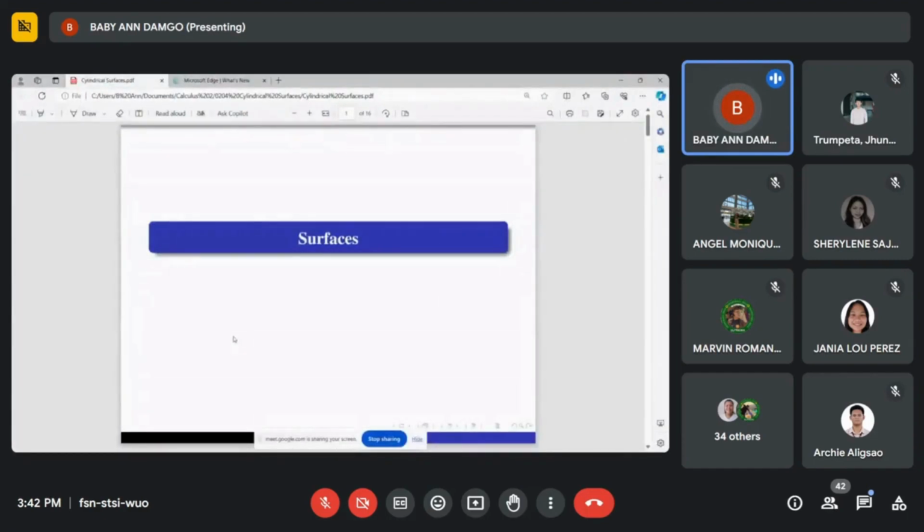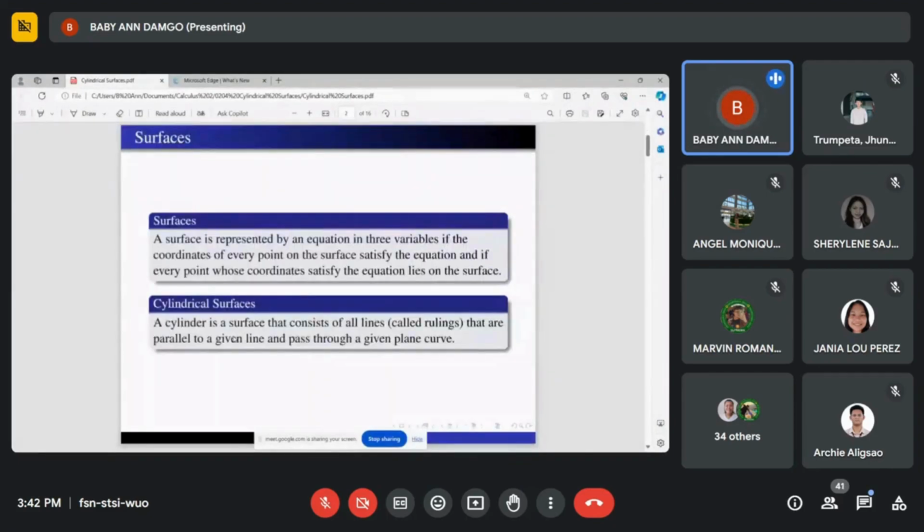Okay, so our topic for today is all about surfaces. The definition of surfaces: it is represented by an equation in three variables. If the coordinates of every point of the surface satisfy the equation, and if every point whose coordinates satisfy the equation lies on the surface. So, magkuha na tayo og specific na surfaces.